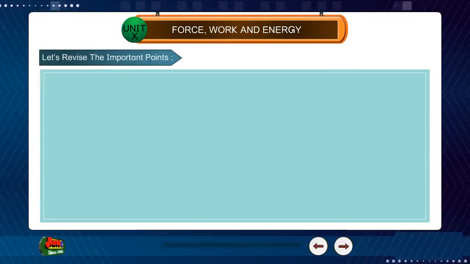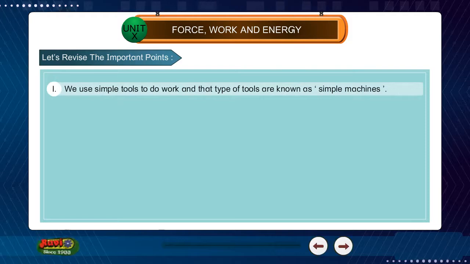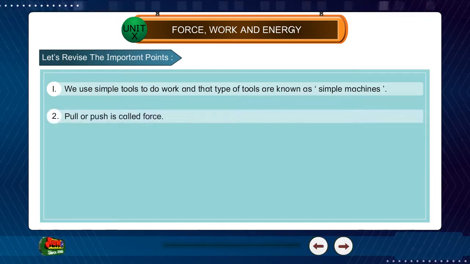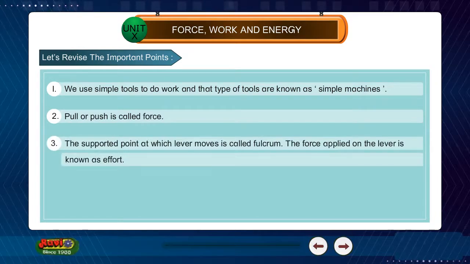Let's revise the important points. 1. We use simple tools to do work, and that type of tools are known as simple machines. 2. Pull or push is called force. 3. The supported joint at which lever moves is called fulcrum. The force applied on the lever is known as effort.